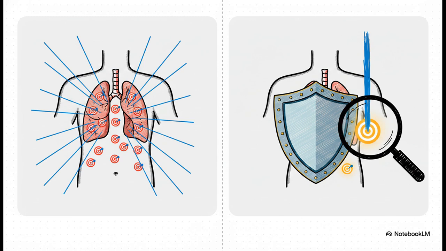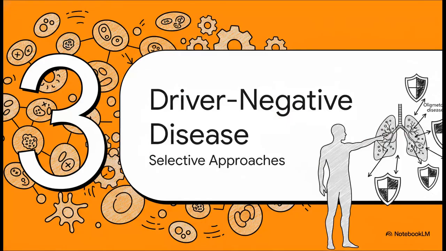Conversely, for driver-negative patients, we have to rely on a highly restrictive approach. In that scenario, SABR is reserved only for high-risk lesions or focal escape. Which brings us right to Section 3, driver-negative disease and our selective approaches.